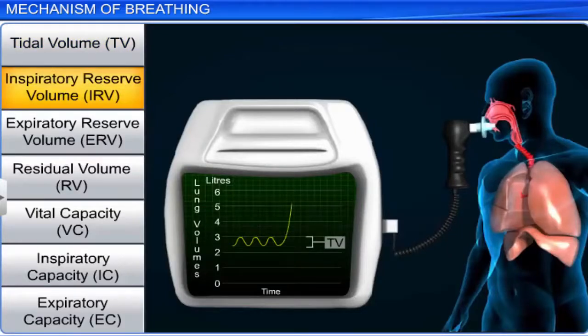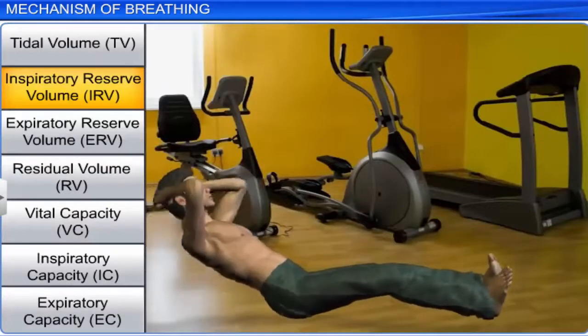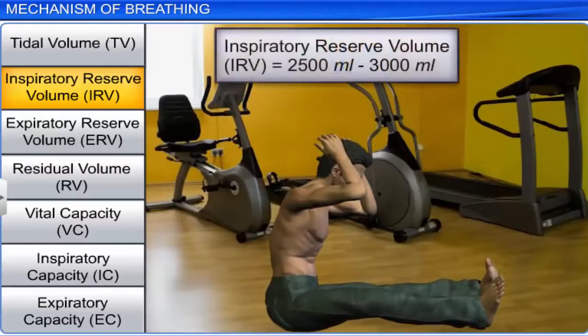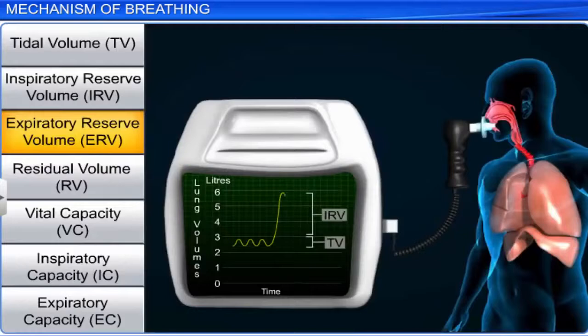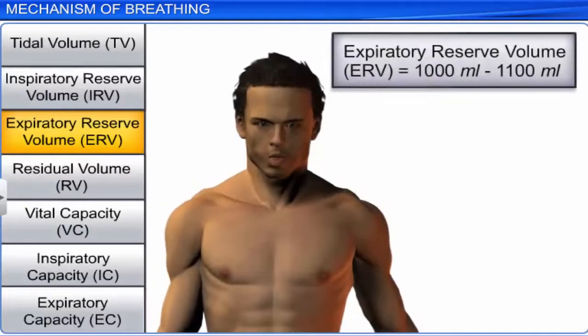Inspiratory reserve volume is the additional volume of air that a person can inspire by a maximal inspiration. This usually happens during exercise or exertion when we need to breathe forcibly. This averages from 2,500 milliliters to 3,000 milliliters. The additional volume of air that a person can expire by a maximal expiration is called expiratory reserve volume. This averages from 1,000 milliliters to 1,100 milliliters.